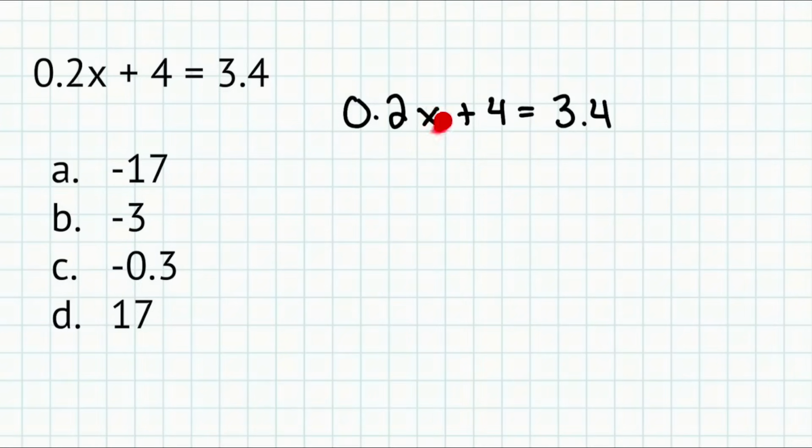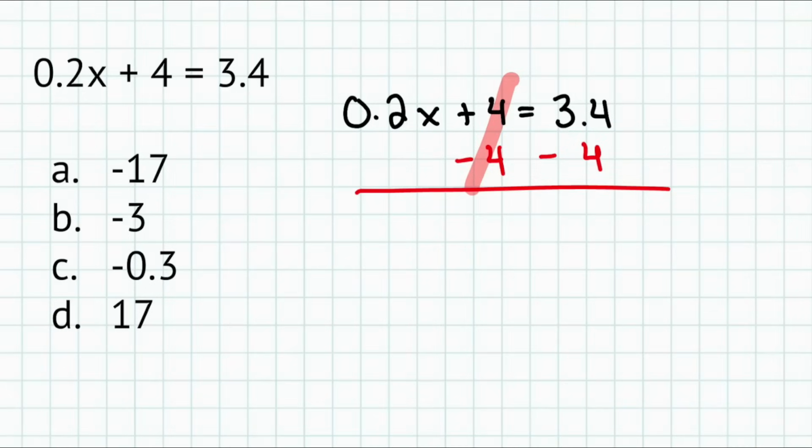We know that the goal is to get x by itself. So what I need to do to get the x by itself is going to be to get rid of that 4 and get rid of that 0.2. So the first thing I'll do, I see that we're adding 4, so I'll subtract 4 from both sides. Once I do that, we see that we're going to cancel out on that left side, which is exactly what we wanted to do. And now we have 0.2x equals, and on the right side, we'll have negative 0.6.